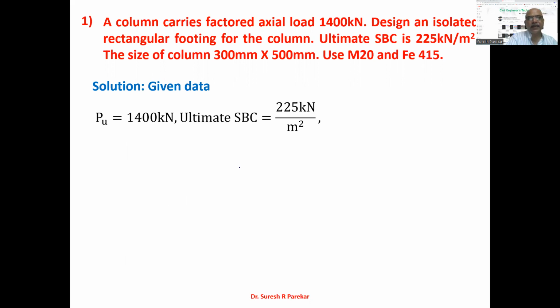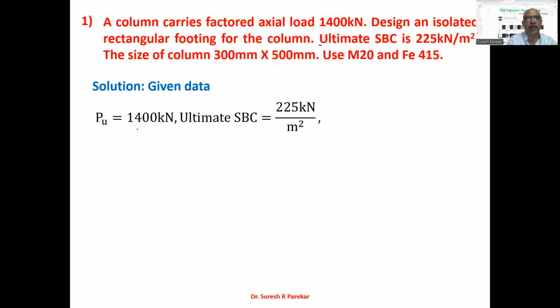Now first we will write the given data. We have given Pu 1400 kilonewton. This is safe bearing capacity. SBC means soil bearing capacity, and we have this given as ultimate. If it is not given, if only the soil bearing capacity is given, you have to multiply it by 1.5 and then you will get it.